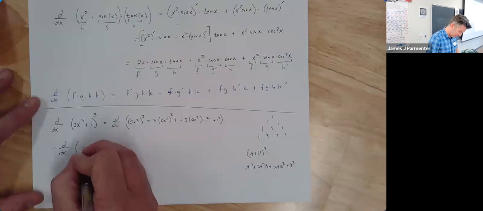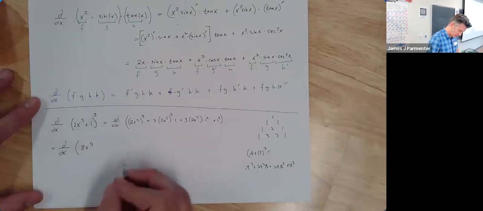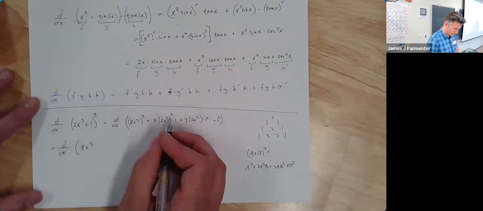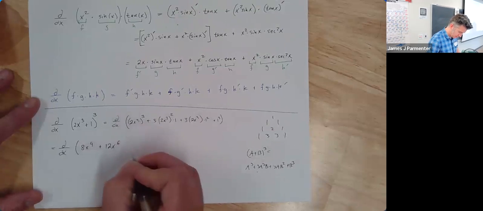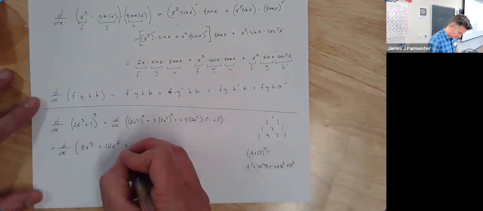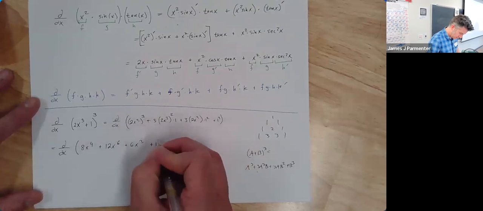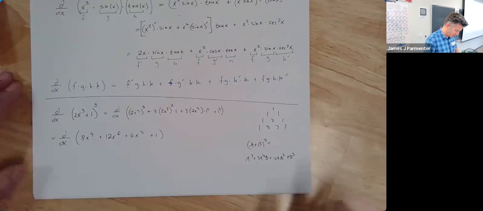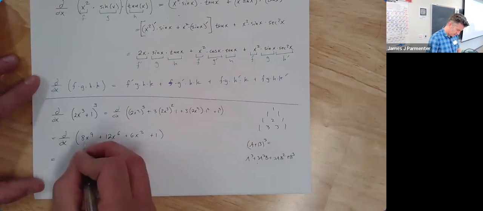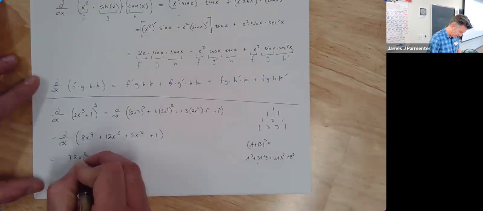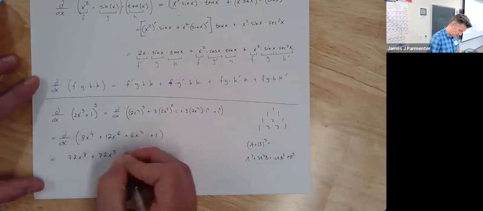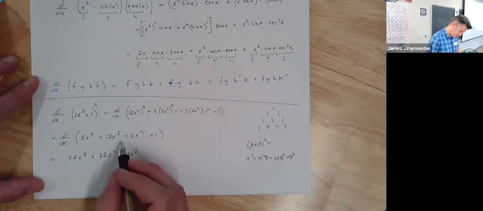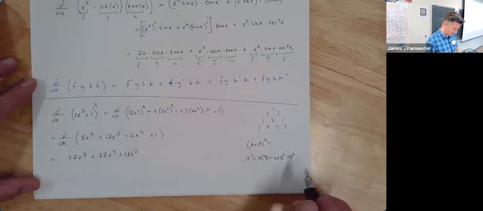2x cubed cubed is really 8x to the 9th. And 3 times 2x cubed squared is 3 times 4x to the 6th, 12x to the 6th. And 3 times 2x cubed is just 6x cubed. All right, so now we're going to differentiate. When we do this, we're going to get 72x to the 8th plus 6 times 12 is also 72, x to the 5th. And 6 times 3 is 18x squared. And then the derivative of 1 is 0.